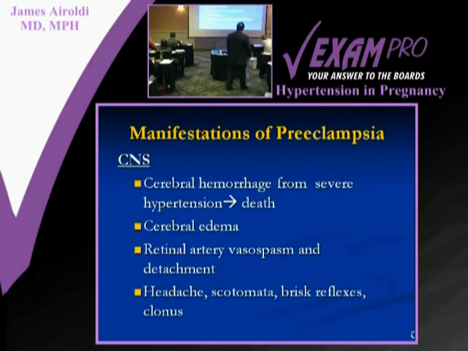Your CNS: you can have cerebral hemorrhage from severe hypertension, cerebral edema, retinal artery vasospasm and detachment, headaches, scotomata, brisk reflexes, clonus. Everybody check for reflexes and clonus. You should be. We should always be checking for clonus.